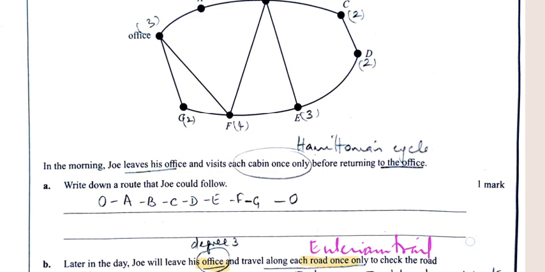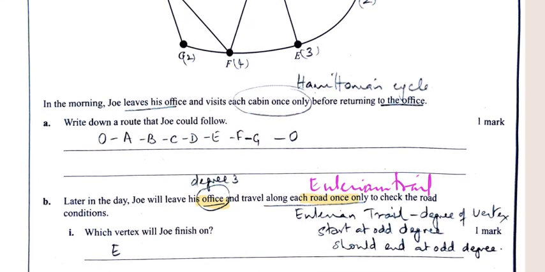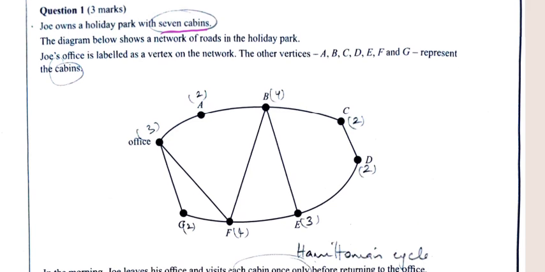If you think of an Eulerian trail, there have to be exactly 2 odd degrees, and you have to start at one of the odd degrees and end at the other odd degree. So which one will he finish on? Looking at all the degrees at the different vertices, we can clearly see that there are exactly 2 odd. So if he starts at O, he has to finish at E.